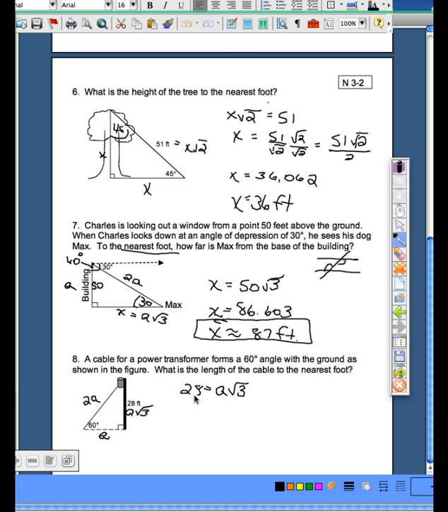All right, divide by the square root of 3, so A is equal to 28 over the square root of 3. But what we're looking for is the length of the cable. The length of the cable is equal to 2A, so that's 2 times 28 over the square root of 3. When you put that in your calculator, because you want it to the nearest foot, you find that the length is about 32.332, or rounded, length is equal to 32 feet.